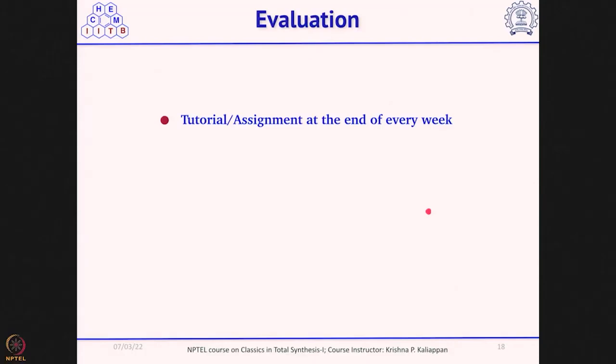We will have periodic evaluation at the end of every week or alternate week. We will try to give some assignments as well as tutorials to solve. And finally, at the end of the 12th week, in a week or two, we will conduct the final examination. Then we will follow the standard NPTEL model for giving certificates based on your performance.